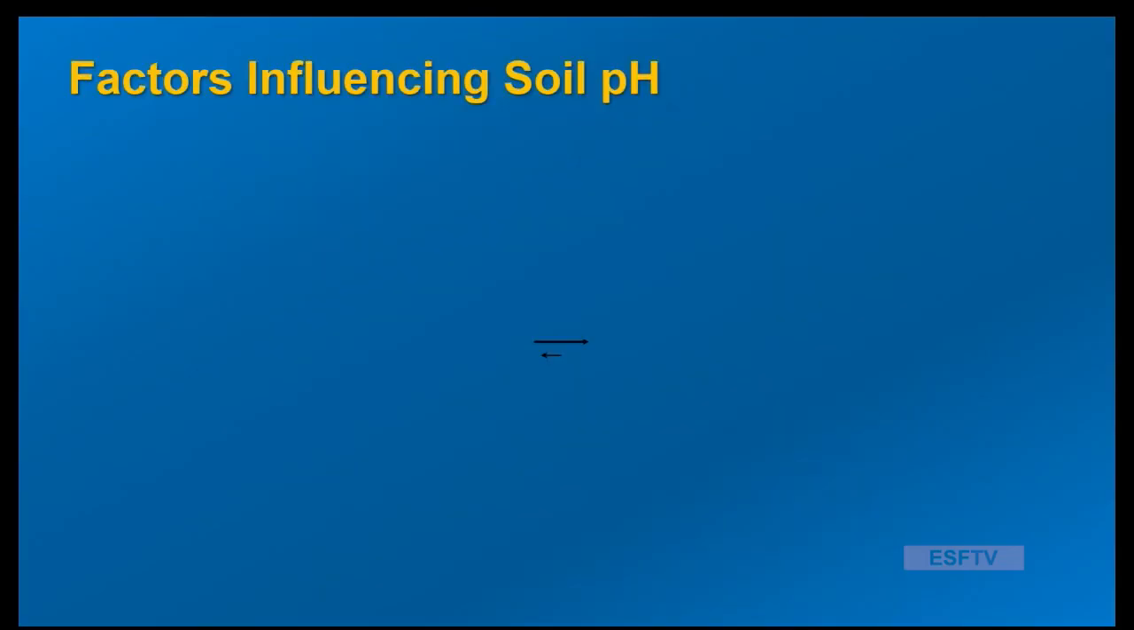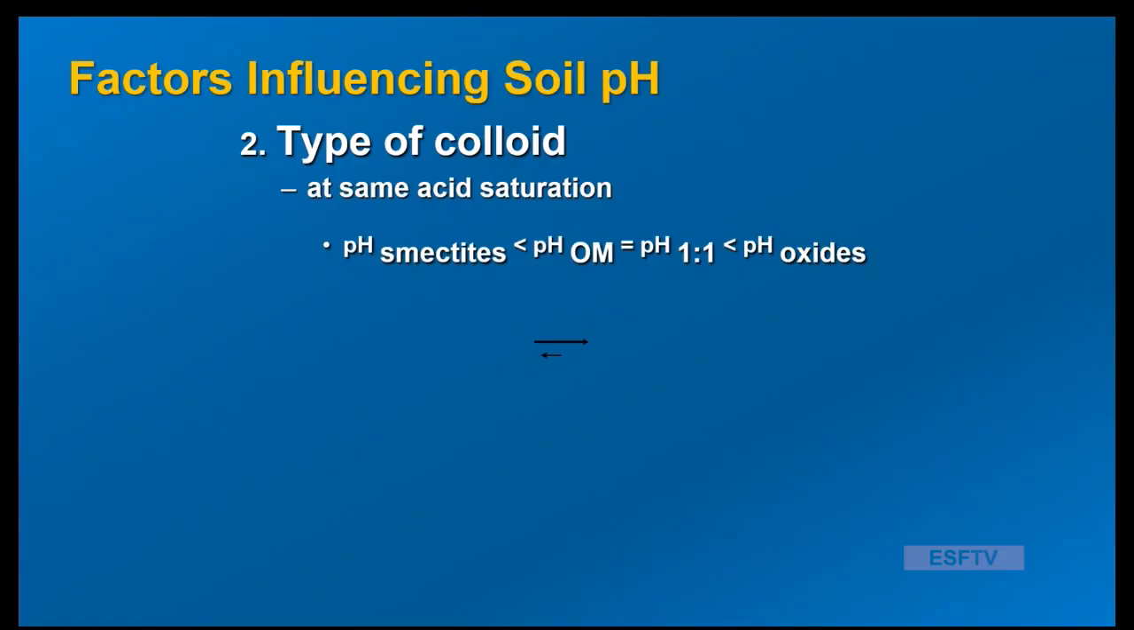So acid saturation. Next, type of colloid at the same acid saturation. Acid saturation is numero uno. And it turns out when we look at some of these colloids, the pH of smectites at a given saturation will be less than the pH of organic matter, will be less than the pH of the one-to-ones, kaolinite, less than the pH of oxides. So type of colloid makes the difference at the same acid saturation. They have different capacities to hold on to iron aluminum.